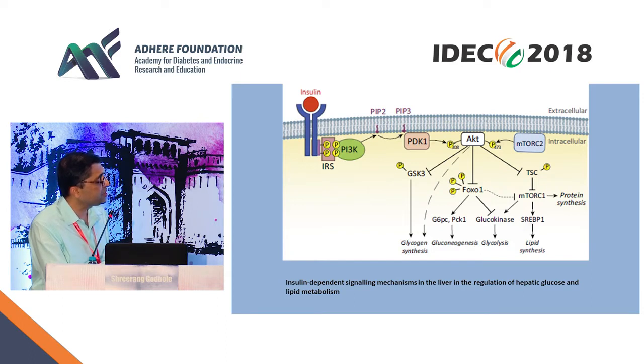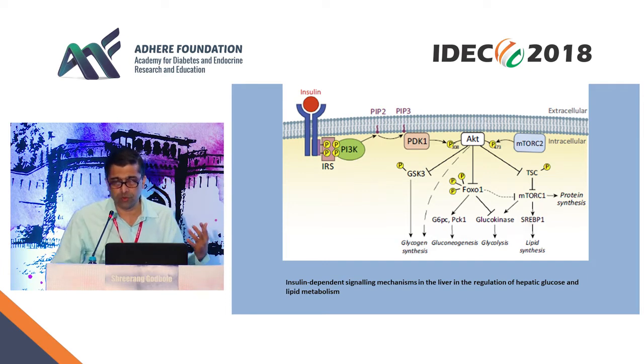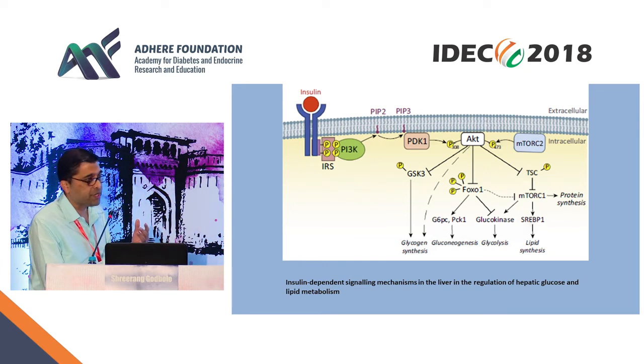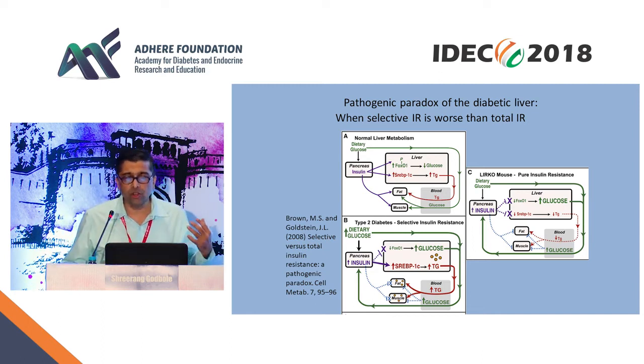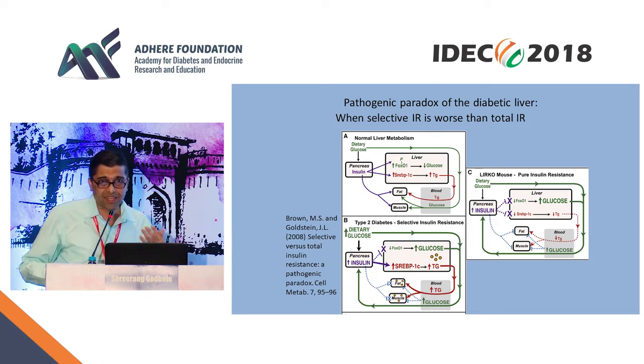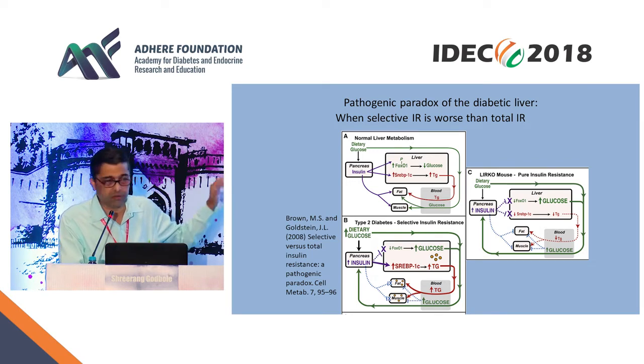So what happens? These are the transcription factors which play a role in gluconeogenesis and triglyceride synthesis. We need not bother about them at the moment, but in normal individuals, there is a suppression of hepatic neoglucogenesis, but there is increased hepatic lipogenesis, with the result that there will be decreased glucose coming out of the liver, but increase in the triglycerides. Okay, this is in normal individuals.